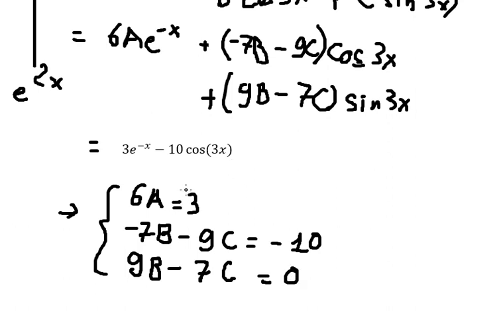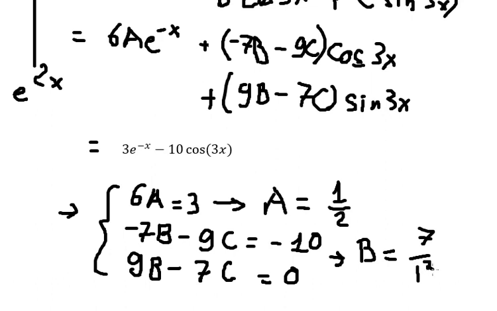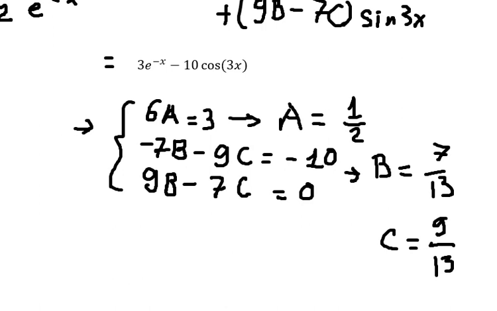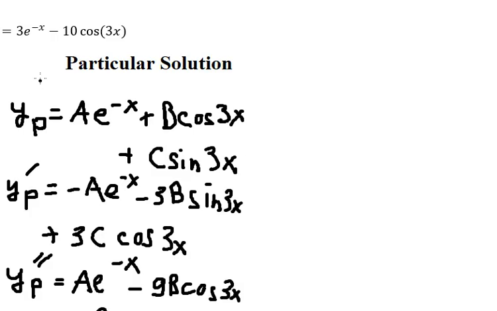And now we need to find the solutions of a, b, c. About this one, we just divide both sides by 6, and we have a equals 1 over 2. So we have the system of equations in here, and we have b equals 7 over 13 and c equals 9 over 13. Now we put a, b, c back in here.